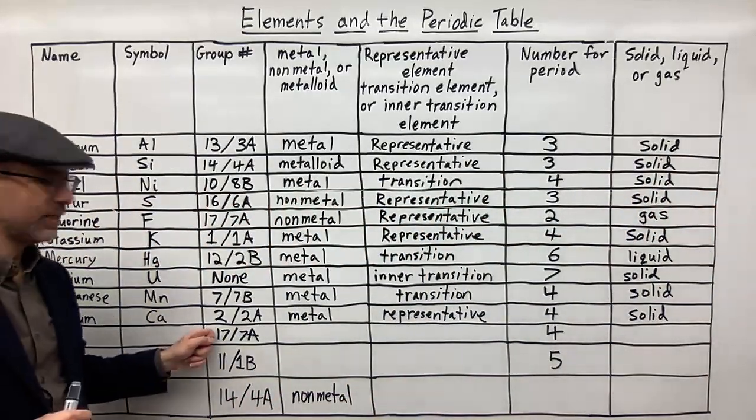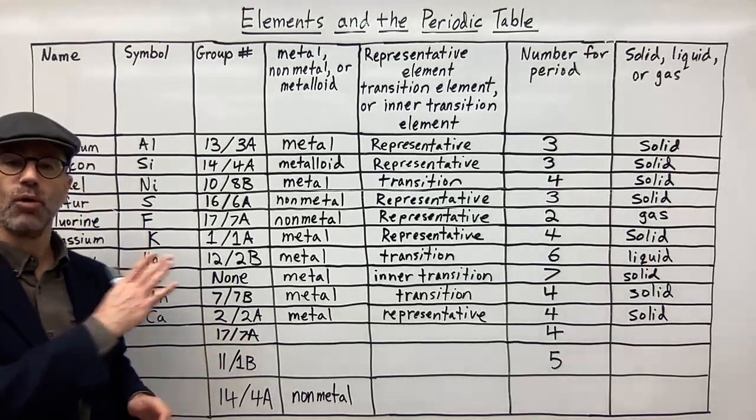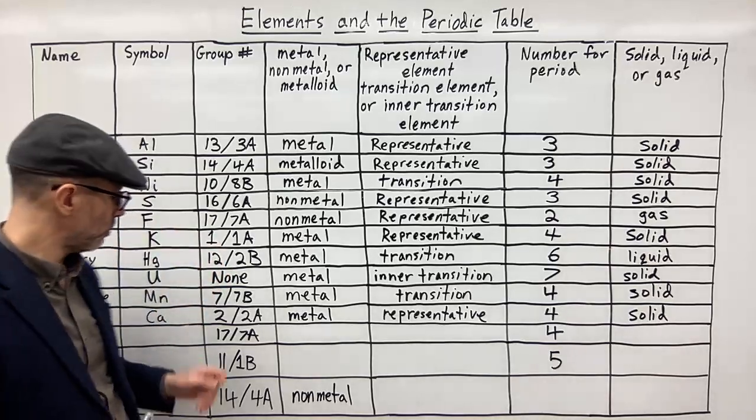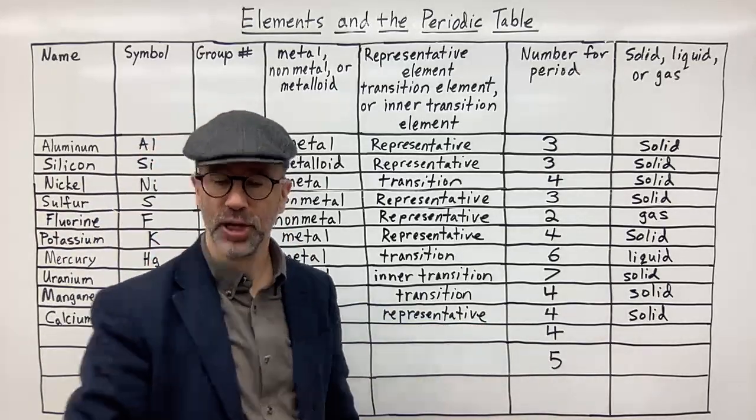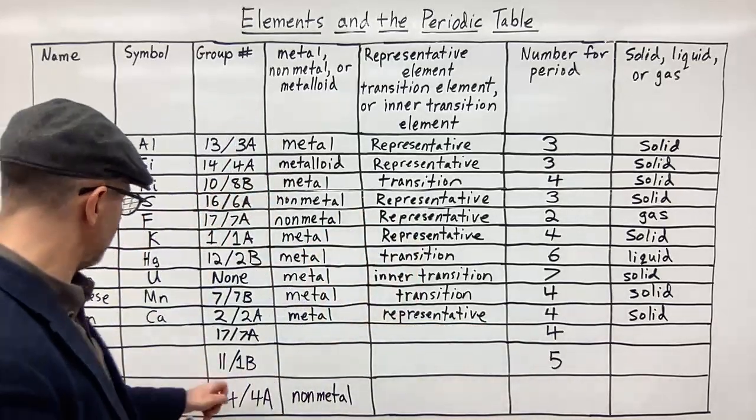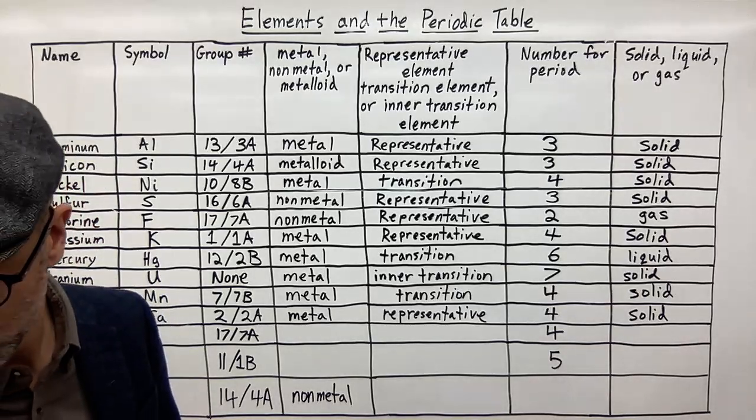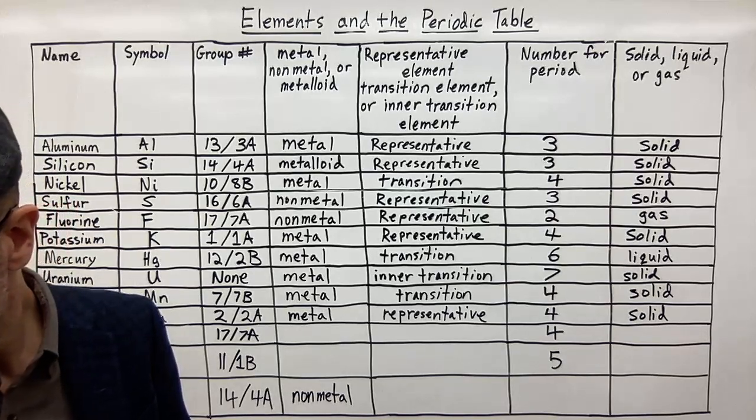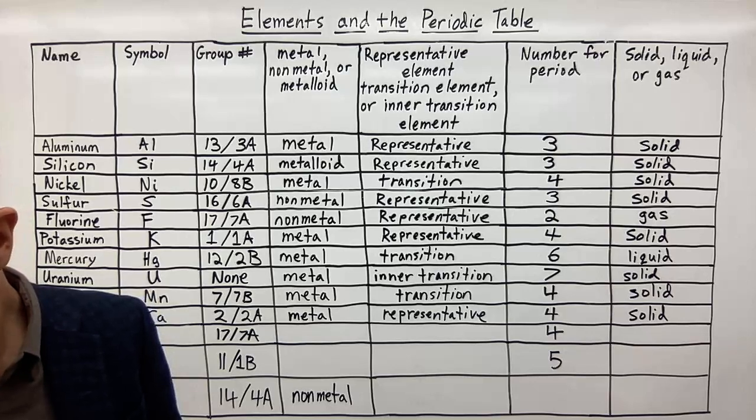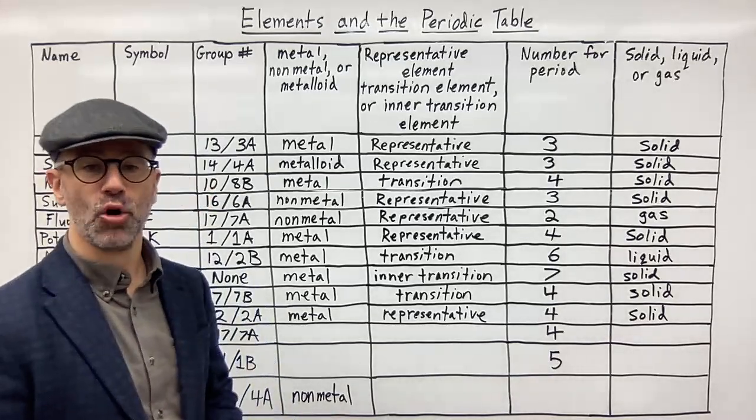Next, we know that it's in 17A or 17 or 7A. So all we have to do is count the group number. And we're told it's in period 4. So go down to the 4th period and count over 17. So we count down 1, 2, 3, 4. We count over to the right 17. So we identify it as bromine.